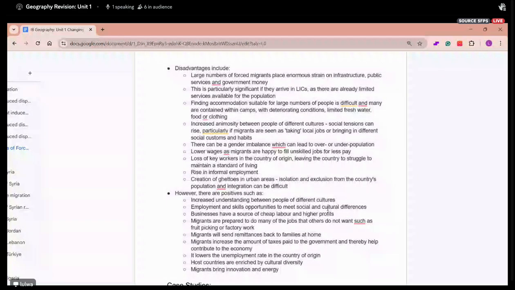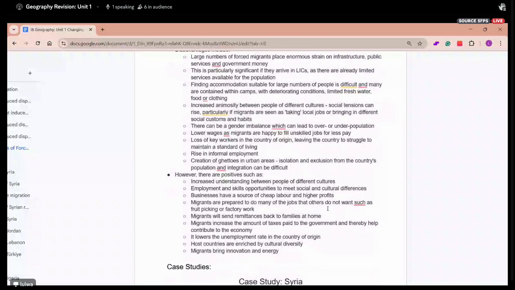However, there are also positives, such as migrants will send remittances back to families at home. Remittances is sending money back home. Migrants increase the amount of taxes paid to the government. It lowers unemployment rate, and host countries are enriched by cultural diversity as migrants bring innovation and energy.